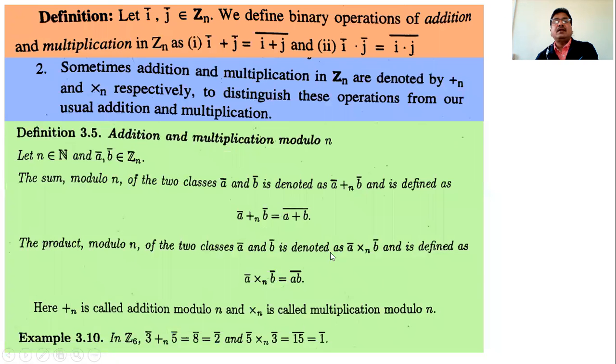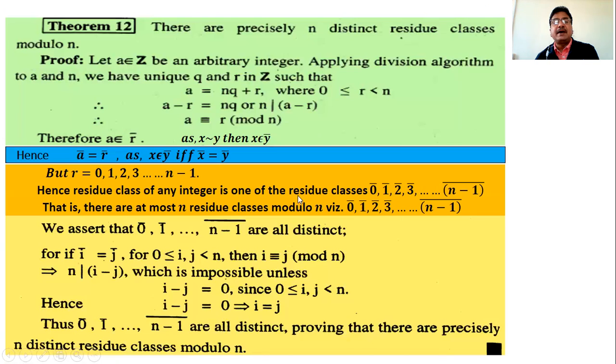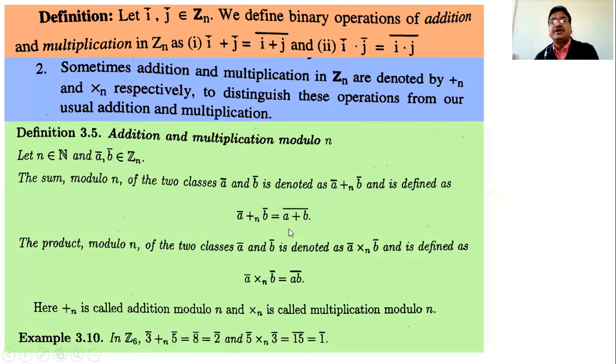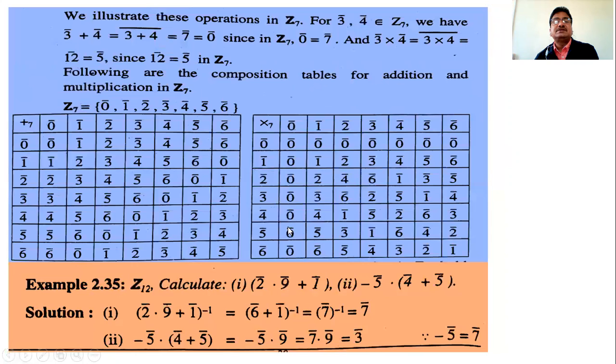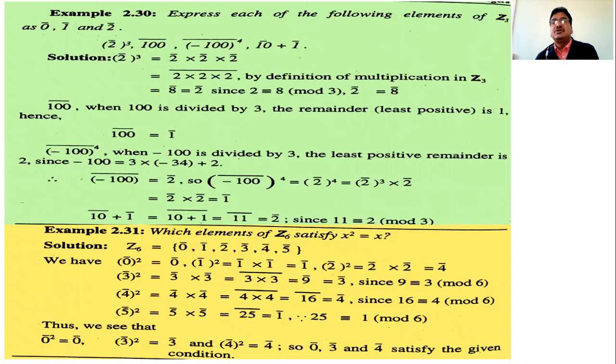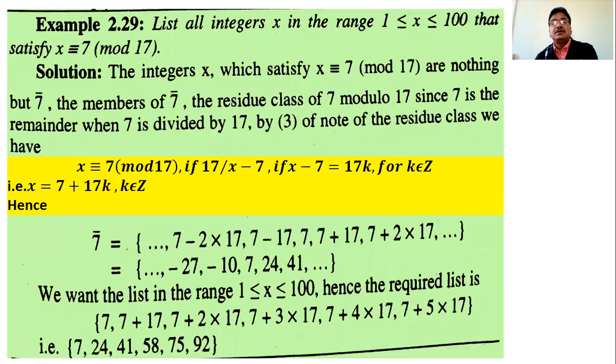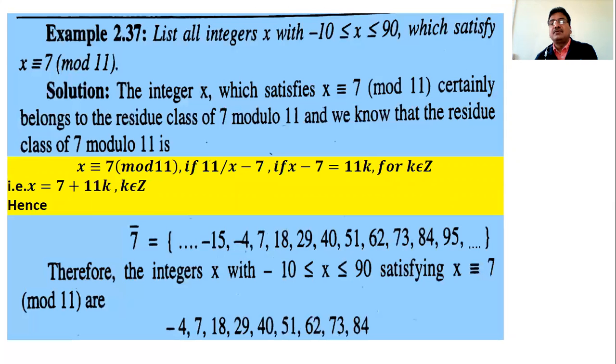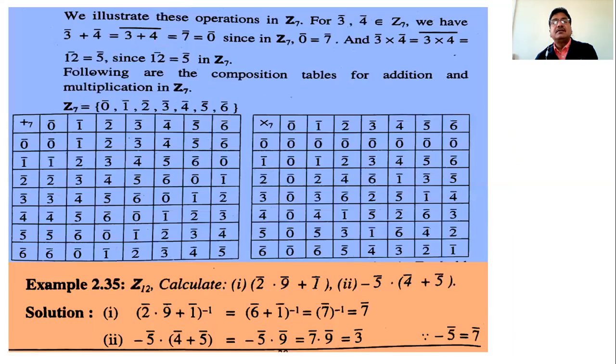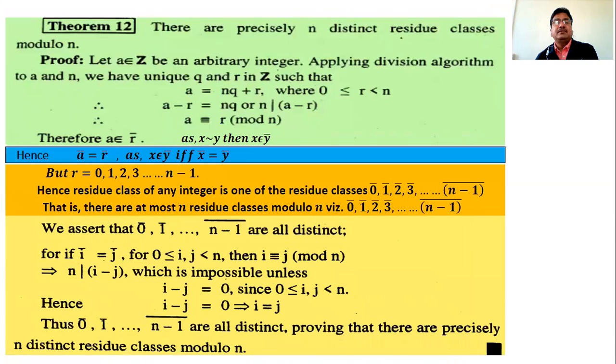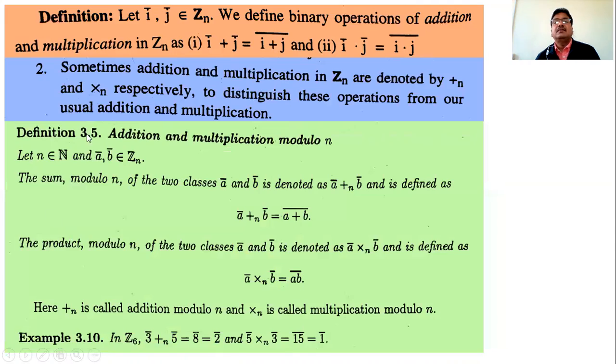So the set of all these residue classes is denoted by the notation Zn. The set of all residue classes is denoted by this notation Zn. So we'll see the remaining topic in the next lecture.